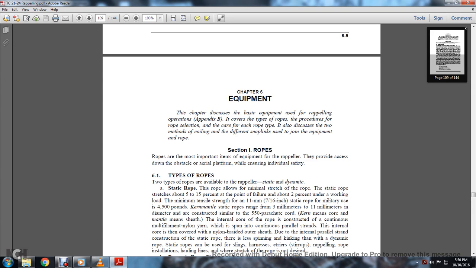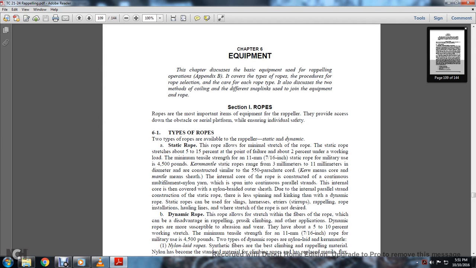Ropes are the most important items of equipment for the rappeller, to provide access down obstacles and aerial platforms while ensuring individual safety. 6.1 Types of ropes. Two types of ropes are available for the rappeller: static and dynamic. Static rope allows minimal stretch. The static rope stretches about 5 to 15% at the point of failure, and about 2% under the working load. The minimum tensile strength of the 11 millimeter static rope for military use is 4,500 pounds.